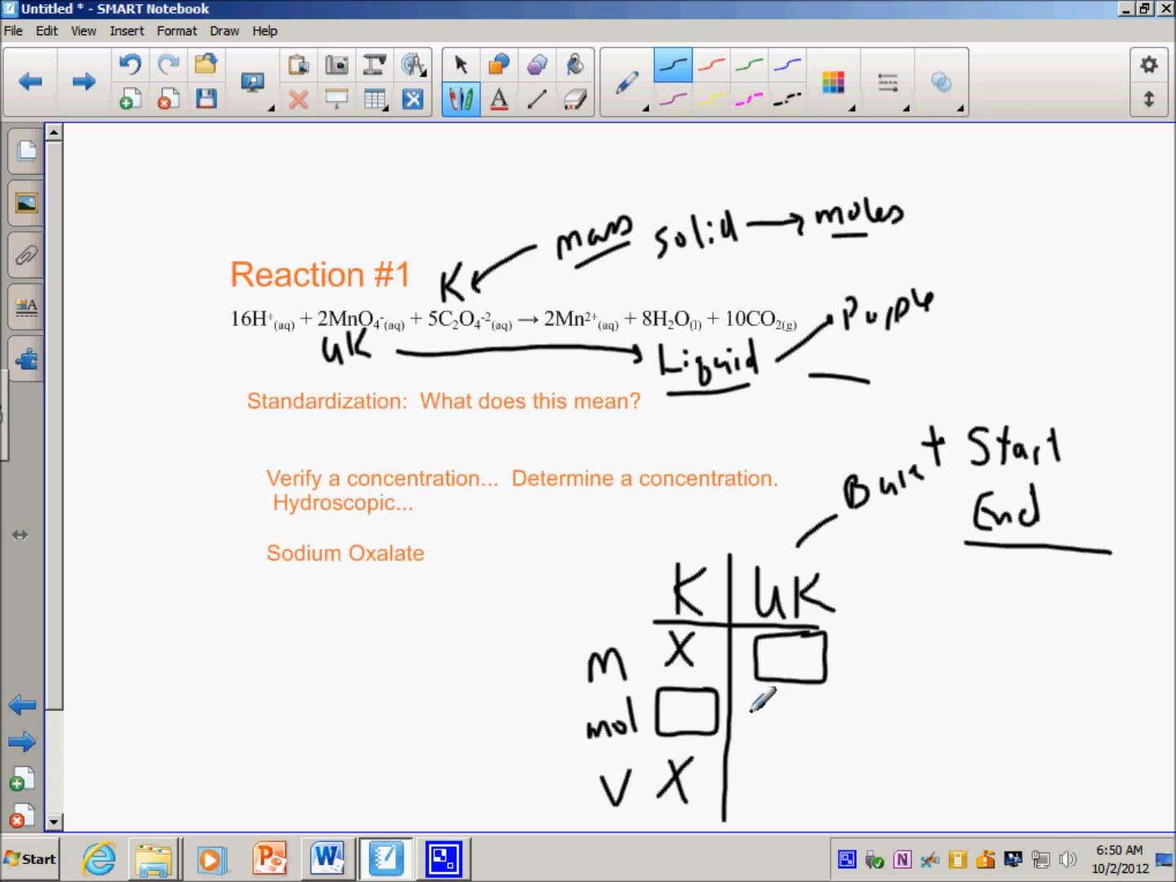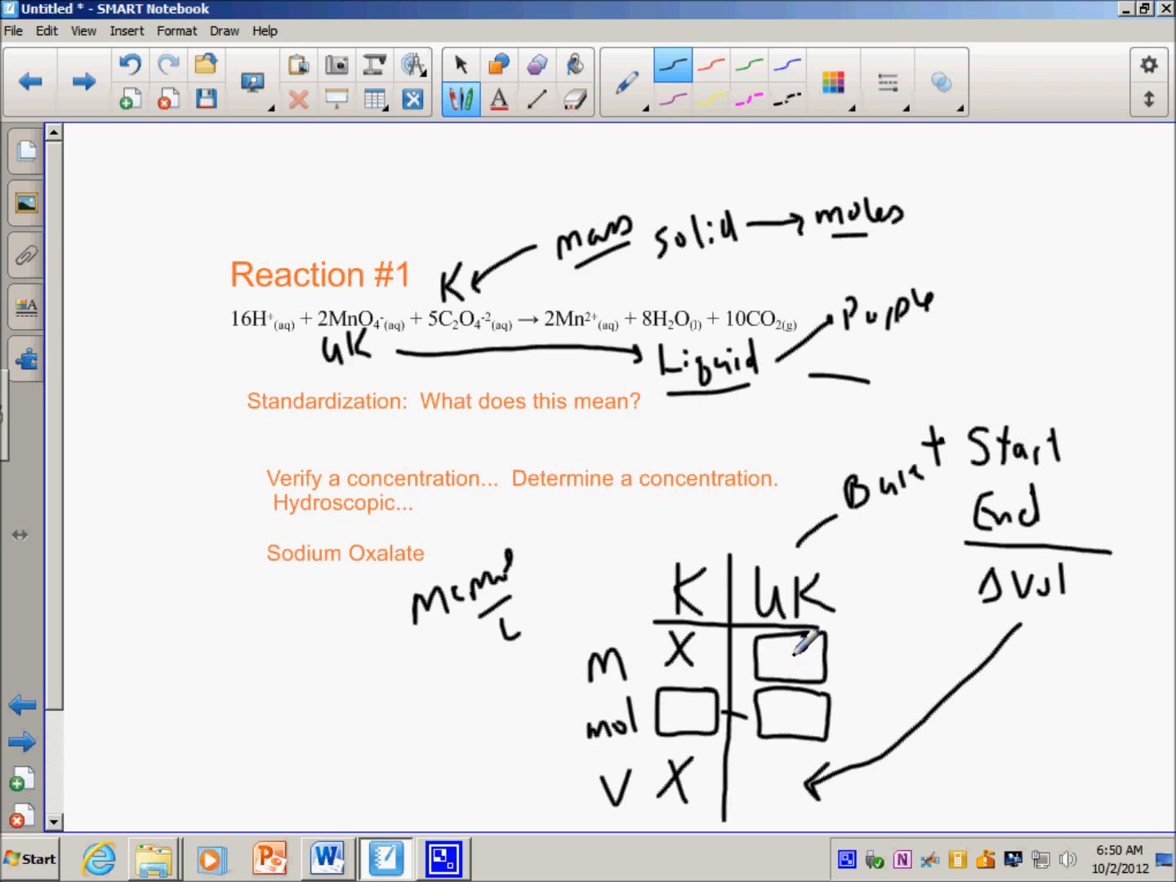Now, how do I find my molarity? Well, I'll have my volume that I used. This volume will go right here. Make sure you convert to liters. I will have my moles at this point at my 2:5 ratio. I will then be able to calculate, based on molarity equals moles per liter, the molarity of my unknown compound, in this case my permanganate.